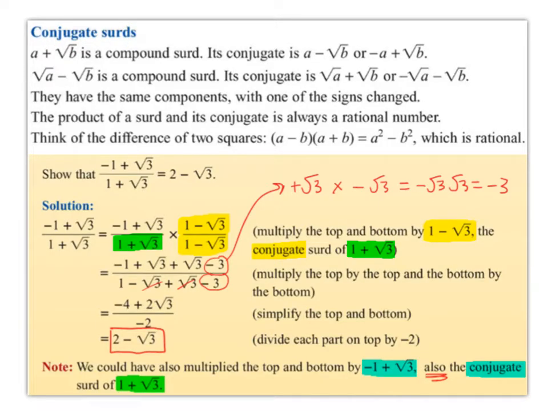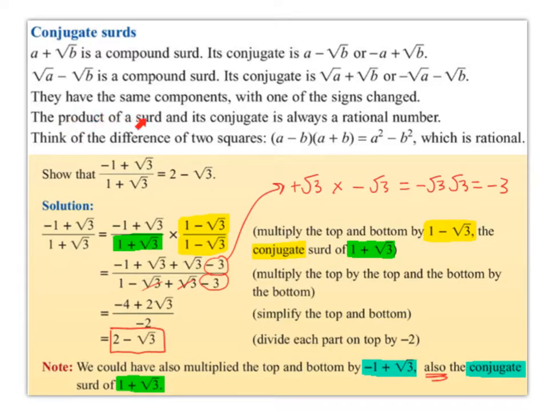Conjugate surds. a plus root b is a compound surd. It just means it's got two parts in it. Its conjugate is a minus root b or minus a plus root b. Root a minus root b is a compound surd. Its conjugate is root a plus root b or minus root a minus root b. They have the same components with one of the signs changed.